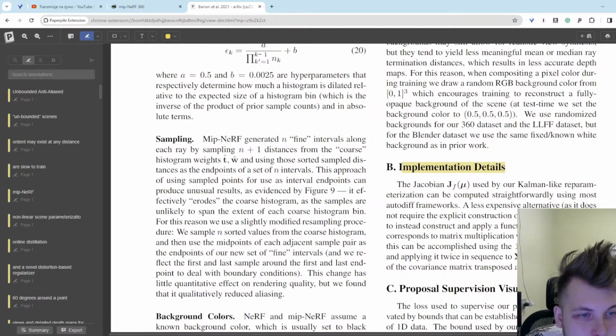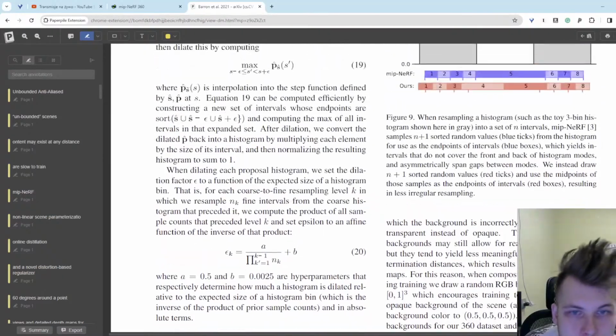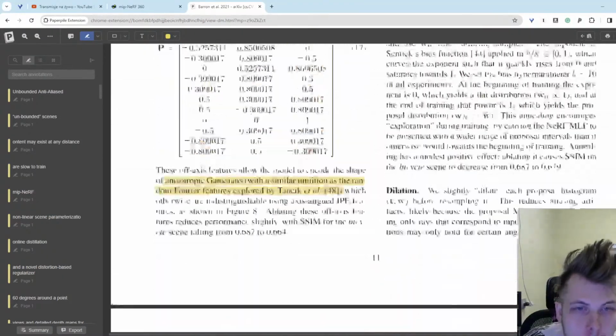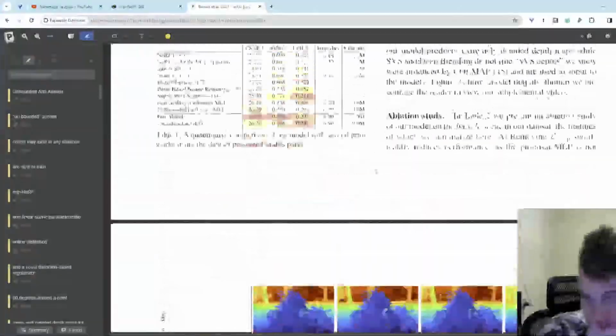A less expensive alternative, as it does not require the explicit construction of Jacobian matrices, is to instead construct and apply a function whose application corresponds to a matrix multiplication with G of GF. In JAX, this can be accomplished using a linearized operator, applying it twice in sequence to sigma with the dimensions of the current matrix transposed after each application. Okay, there is some additional trick for fast computation. Okay, so that's it, I think.